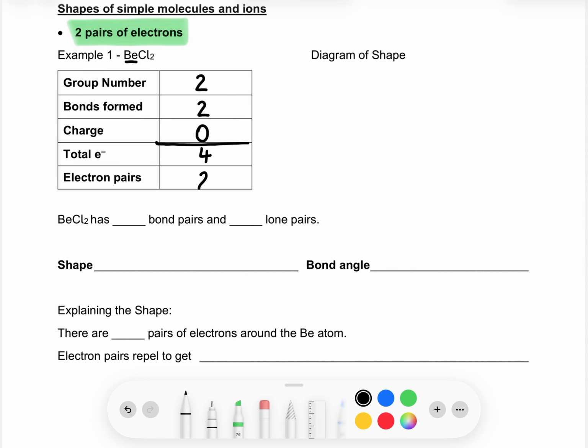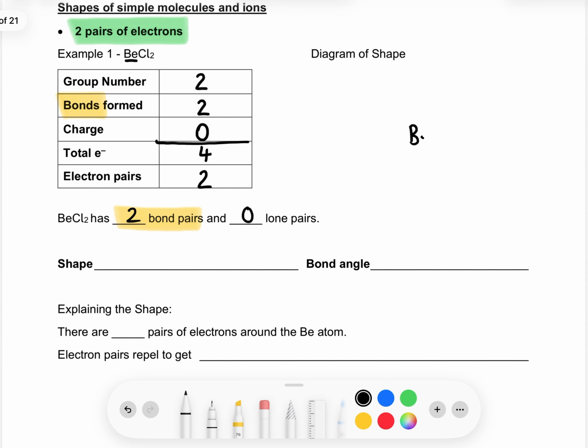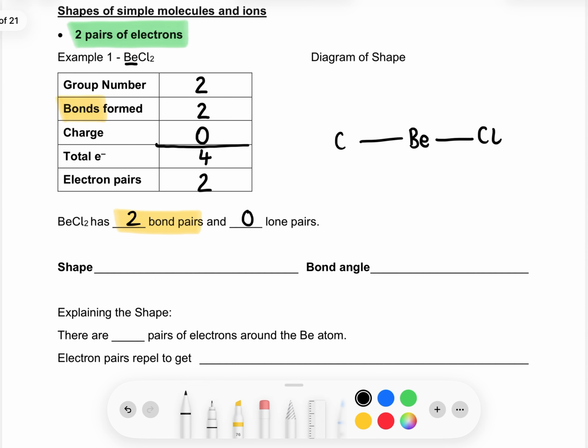So how many pairs is that? That's 2 pairs. 2 2s are 4. So if we look at it, if there are only 2 bonds, then there must be 2 bond pairs. And if there are only 2 pairs altogether, there can't be any lone pairs. So what is this shape? It's a Be in the middle. It's got a Cl on the left and a Cl on the right.